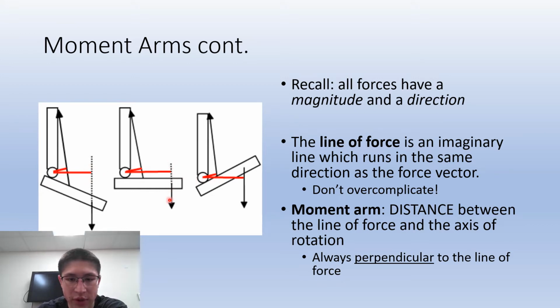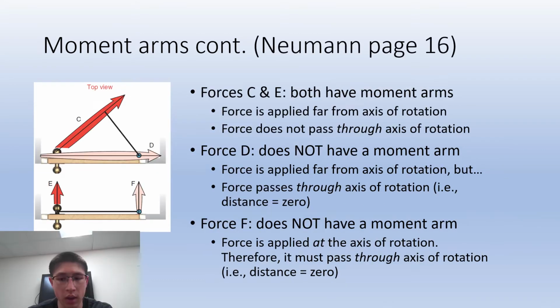In this example over here, same thing. Here's your force, here's your line of action, and here's the axis of rotation. So again, the moment arm is just this red line between the line of force and the center of rotation. Last slide focusing on moment arms, I promise.